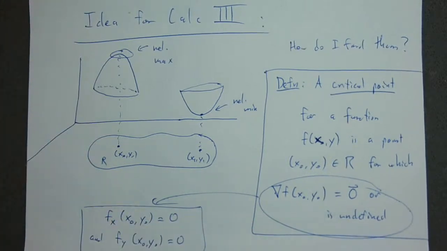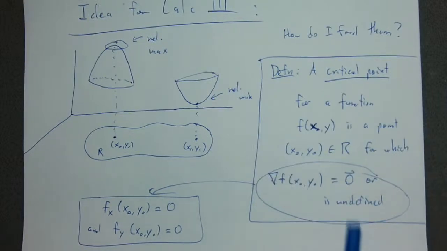What would it mean for the gradient to be undefined? It means that one of the components is undefined. So it doesn't have to be undefined in both slots. So maybe it has an x partial at that point, but not a y partial, or vice versa. But one of them would be undefined. And so these are critical points.